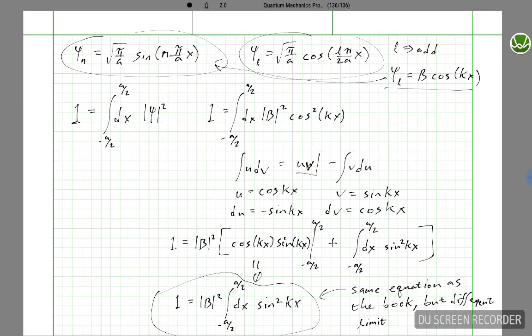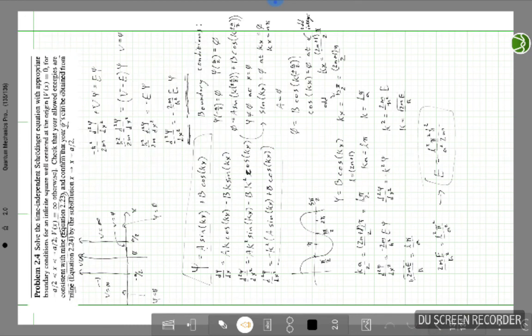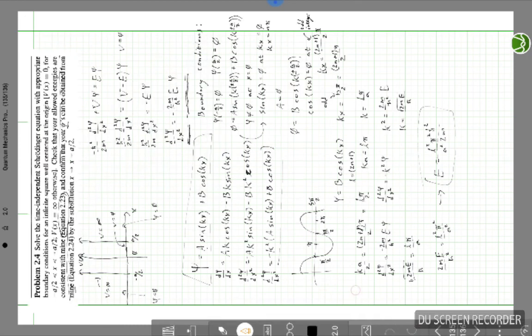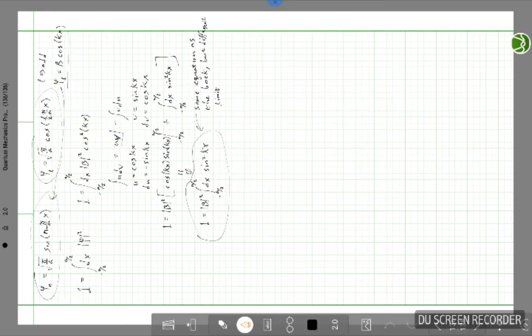Okay, and that's it for problem, I already forgot what number that was, 2.4. So there's our first solution, and there is the second part.